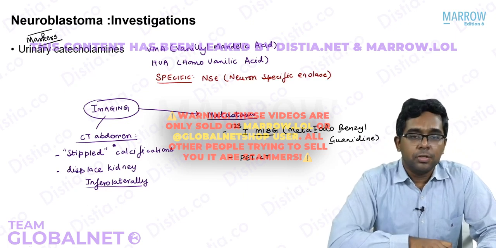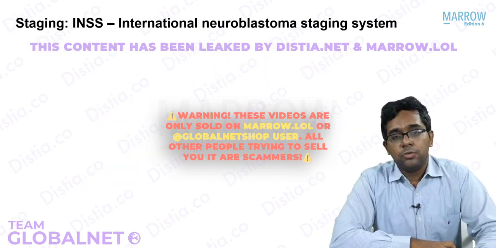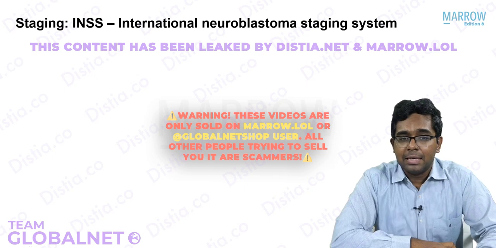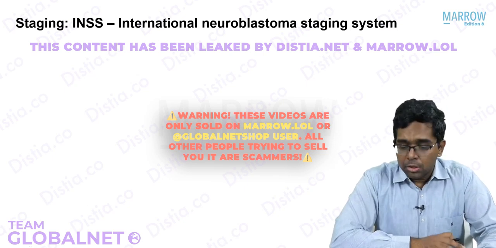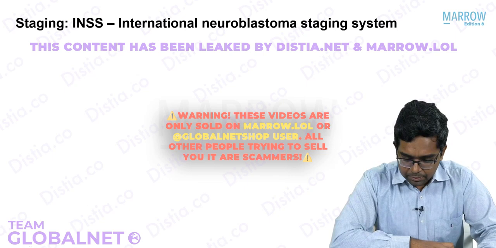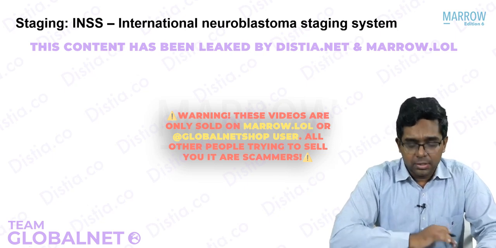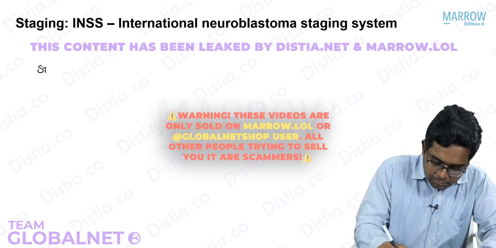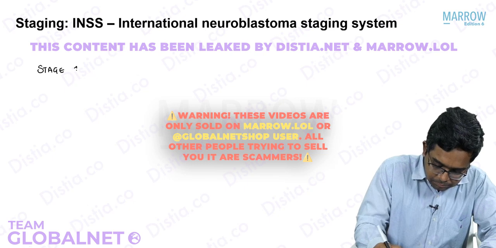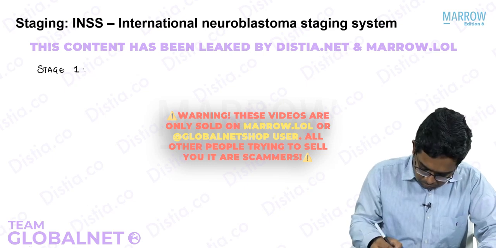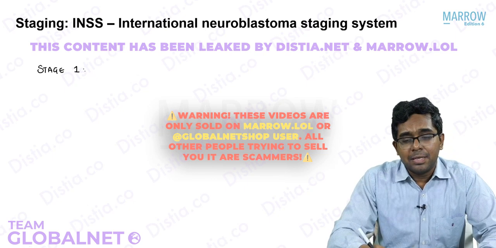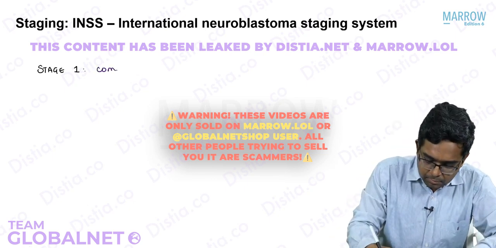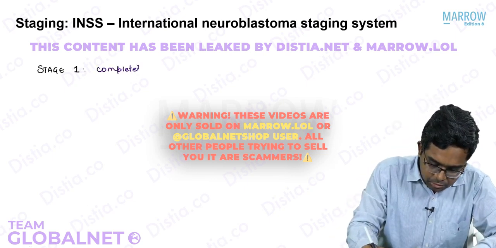Okay, next moving on to staging of neuroblastoma. It is given by INSS or International Neuroblastoma Staging System. Okay, it is divided into 4 stages. First stage is the stage 1, which is characterized by completely resectable tumors.